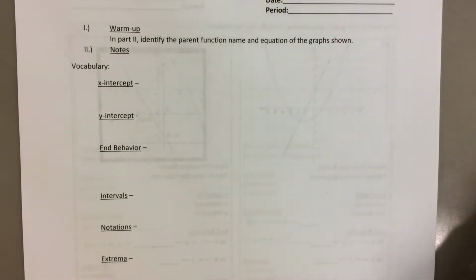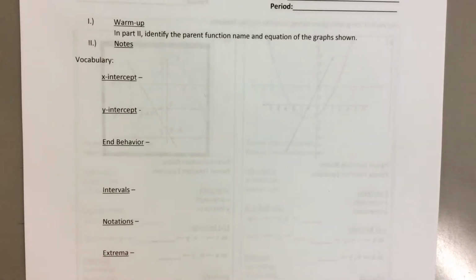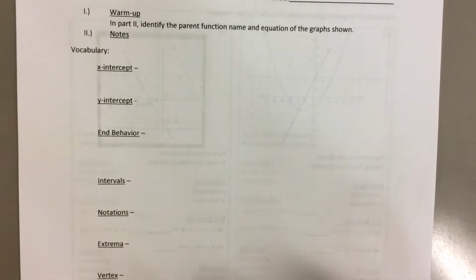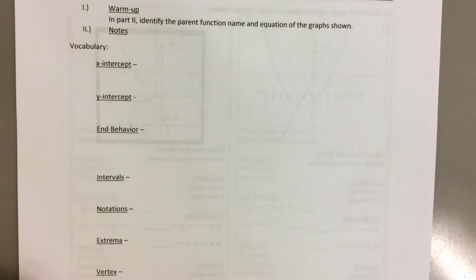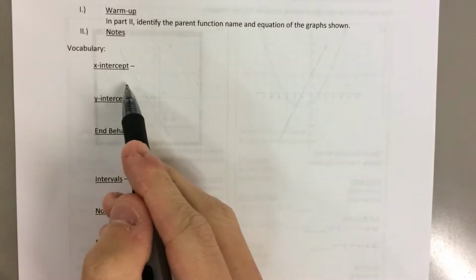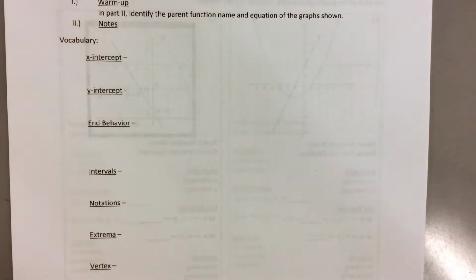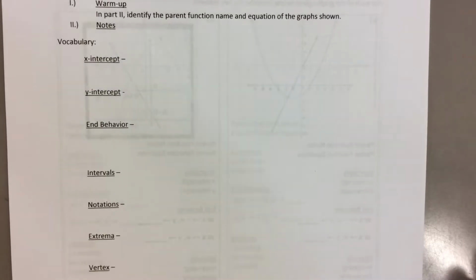We're doing key features of graphs again, since we did so well with them last time. No, but seriously, in all seriousness, we're doing them because we struggled with them so much. So things like x-intercept, y-intercept, end behavior, intervals, notations, extrema, vertex. These are maybe some new ones, but it's really stuff that we're used to. So more of a review than a new lesson, but we got to get this stuff, guys. This will be on the upcoming test. So let's get right into it.